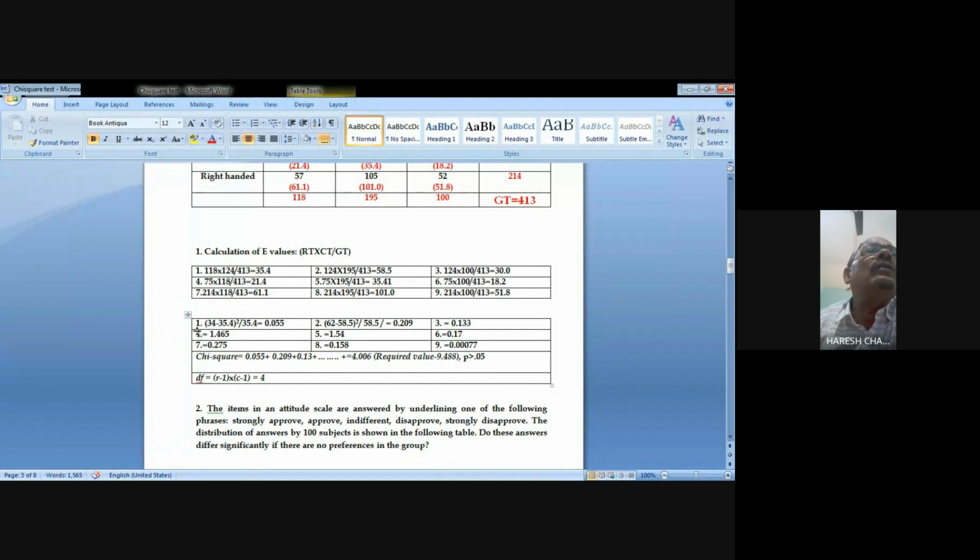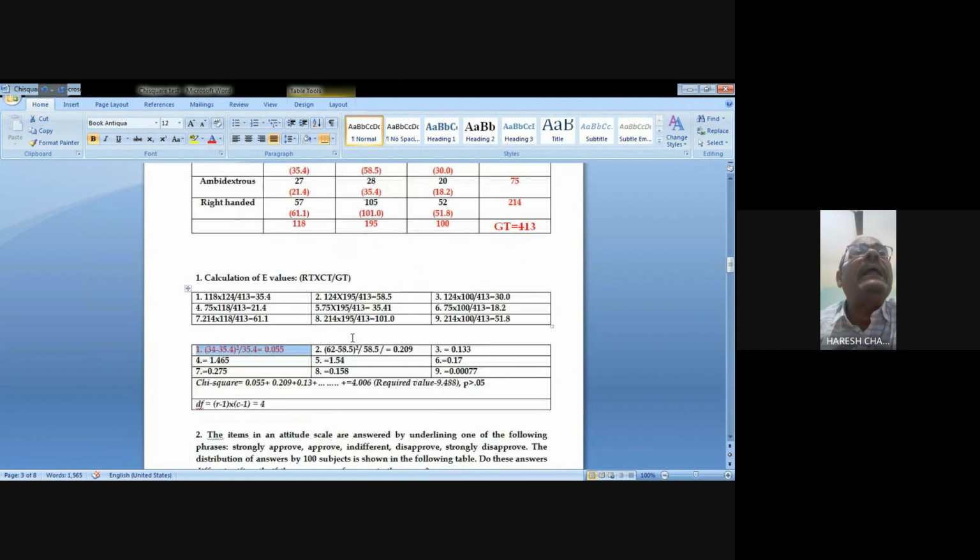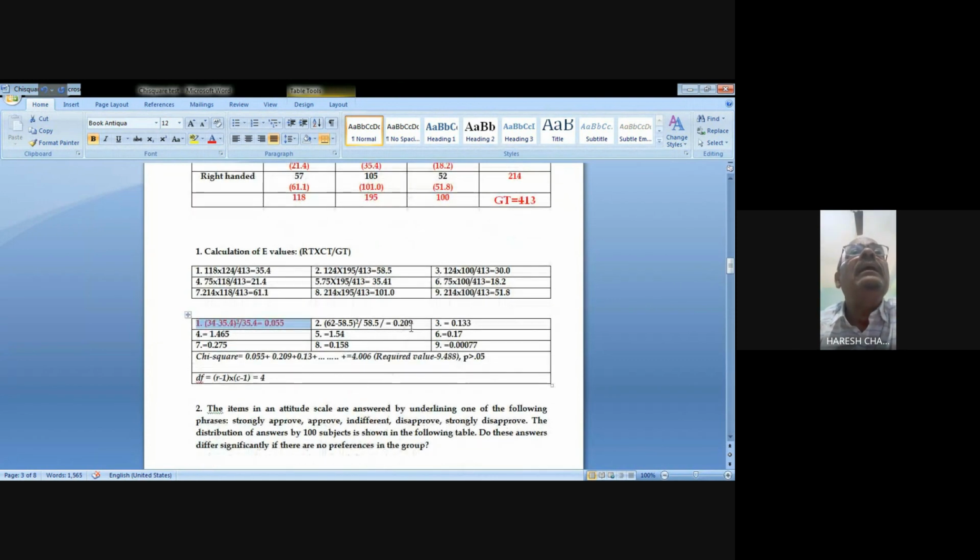Here I have done the calculation, see this. 34 minus 35.4 whole square, you have to write it like this. Second, 62 minus 58.5 whole square by 58.5, 0.299. For every cell you have to write it like this. This is how you have to do it in the examination. I have calculated all of them, and now the chi square value of all the cells is found.